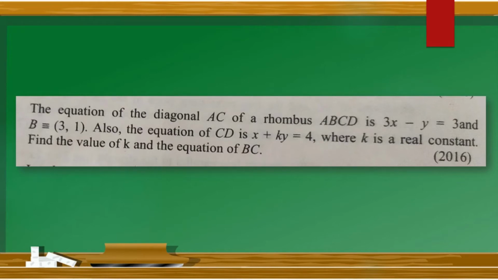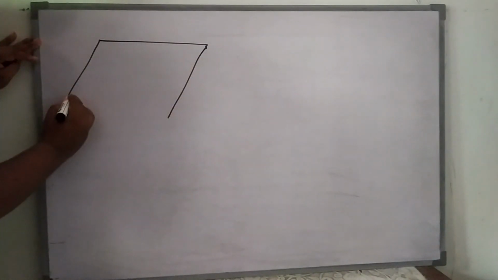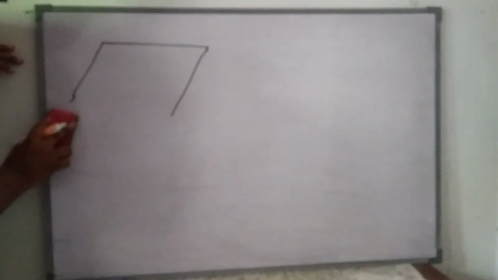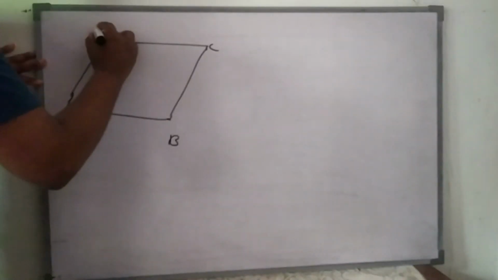Another example. The equation of the diagonal AC of a rhombus ABCD is 3x minus y equal 3 and B is (3, 1). Also the equation of CD is x plus ky equal 4, where k is a real constant. Find the value of k and the equation of BC. So first of all, you have to draw the diagram. This is my diagonal. This is my rhombus, right? A, B, C, D.